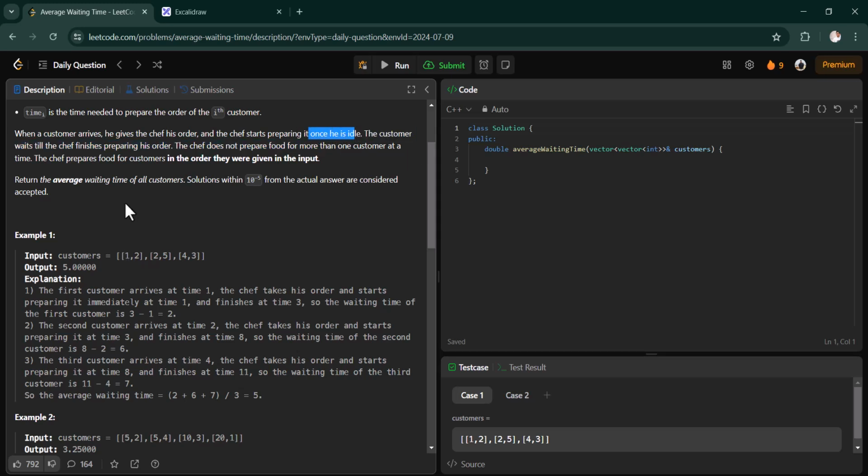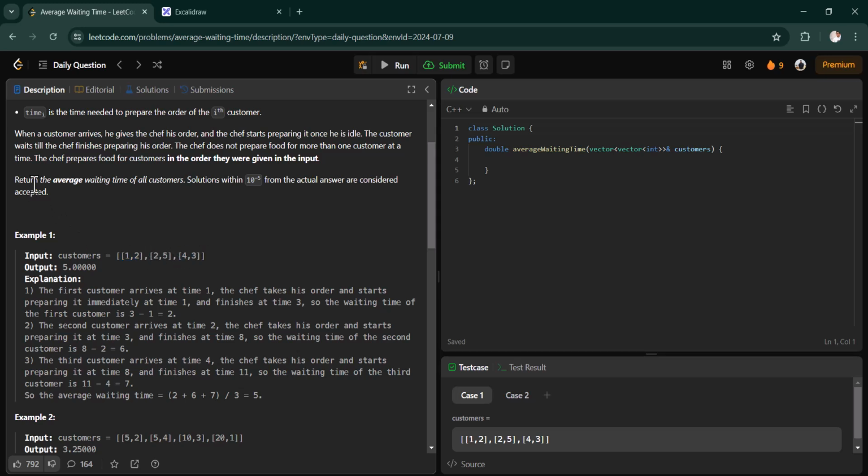It is also given that the chef prepares the food of the customers in the order they are given in the input. Whatever the order in the input, the chef will prepare in the same order. First he will prepare this order, then this order, then the last order.